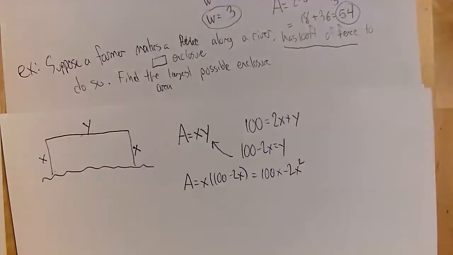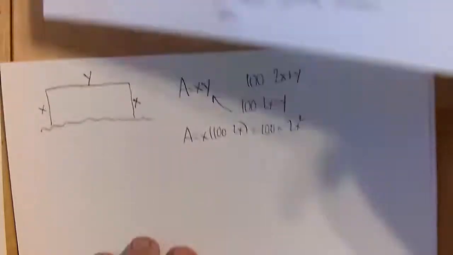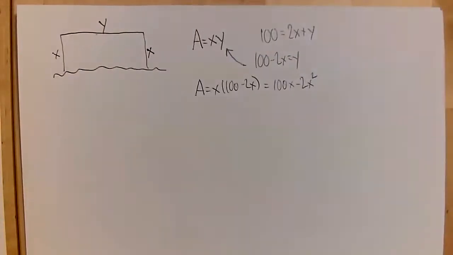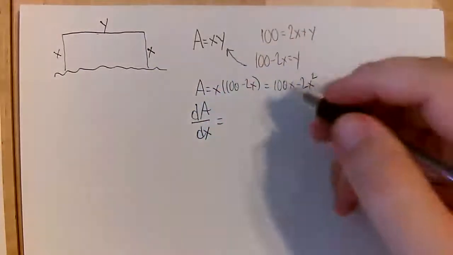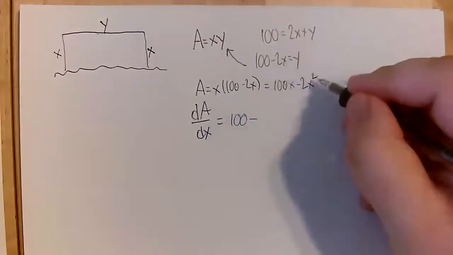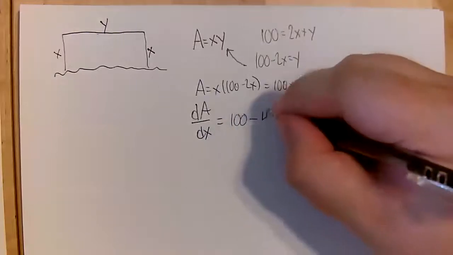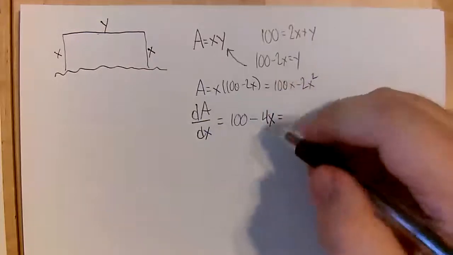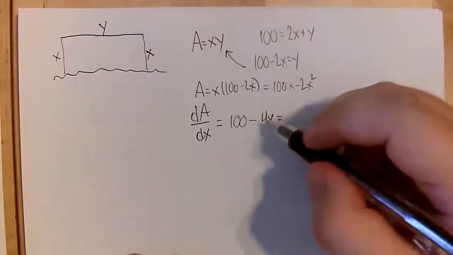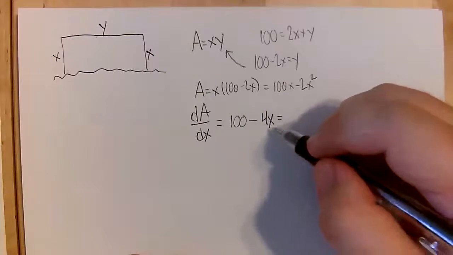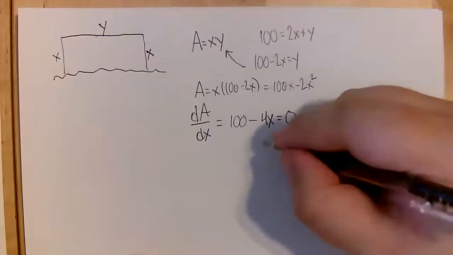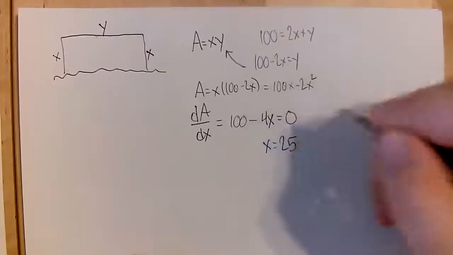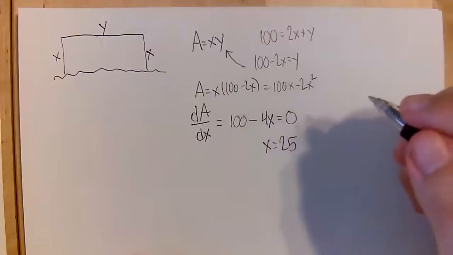All right, we've actually come up with an equation that has 1 variable, so our final step is to take the derivative and look for our critical points here. So we're going to look at dA/dx. That will be 100 minus, let's see, this one being 4x right here. And this is a polynomial, so we don't have any undefined points. So let's just set this equal to 0. If I add 4x and divide by 4, I get that x has got to be 25.